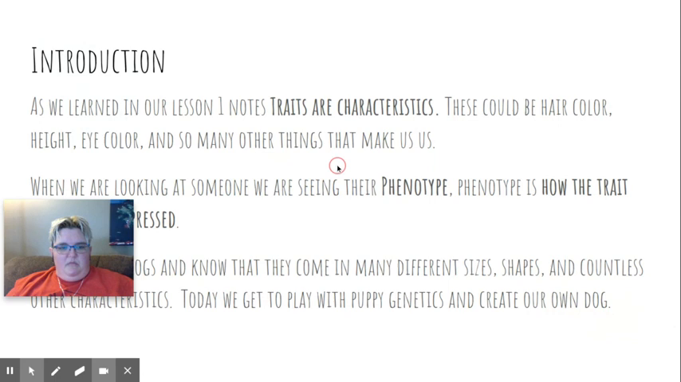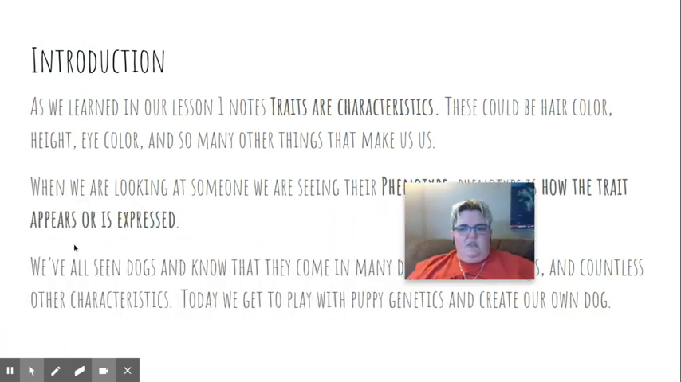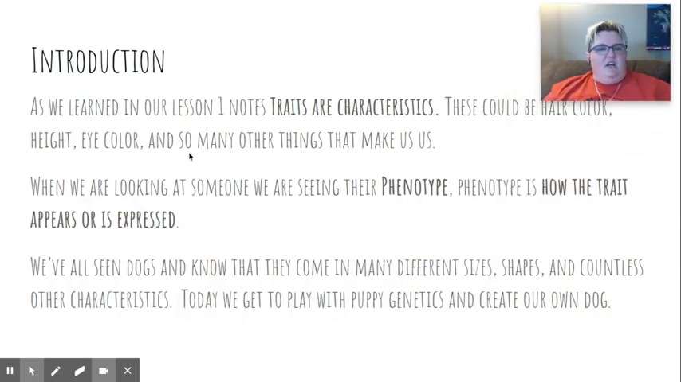This is the Create a Pup. The introduction says, as we learned in our lesson 1 notes, traits are characteristics. They could be hair color, height, eye color, and so many other things that make us us. When we're looking at someone, we're seeing their phenotype. Phenotype is how the trait appears or is expressed. We've all seen dogs and know that they come in many different sizes, shapes, and countless other characteristics. Today we get to play with puppy genetics and create your own dog. That's what you're doing with this.